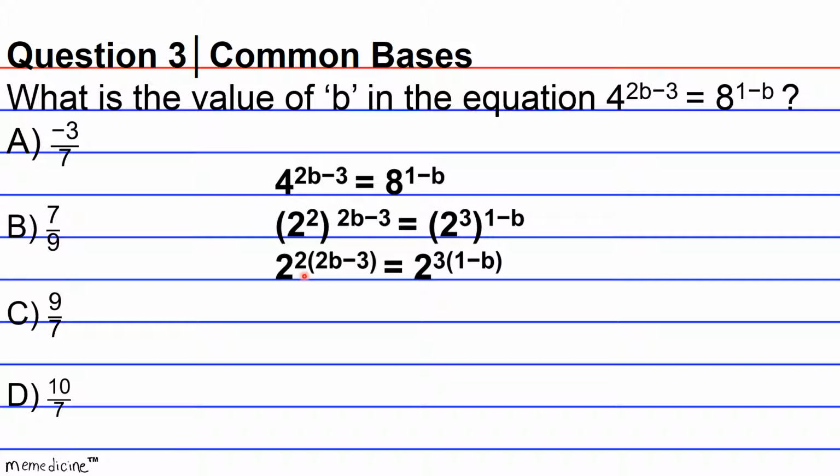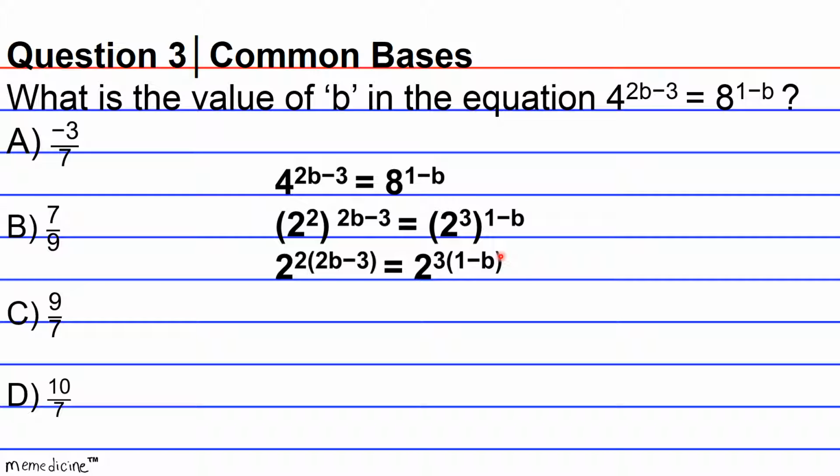2 squared raised to the 2b minus 3, where you multiply the exponents, is equivalent to 2 raised to the 3 times 1 minus b. I think I misspoke, so let's say it again. 2 raised to the 2 times 2b minus 3 is equivalent to 2 raised to the 3 times 1 minus b.